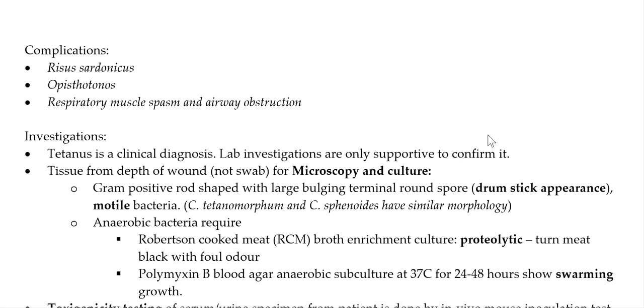What are the complications too? We have already discussed risus sardonicus and opisthotonus, but if respiratory muscle goes into spasm or laryngeal muscle goes into spasm, then it can result in asphyxia and airway obstruction and creates a medical emergency.